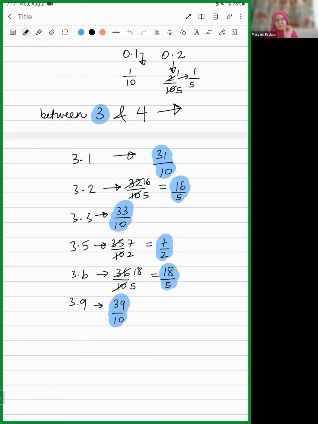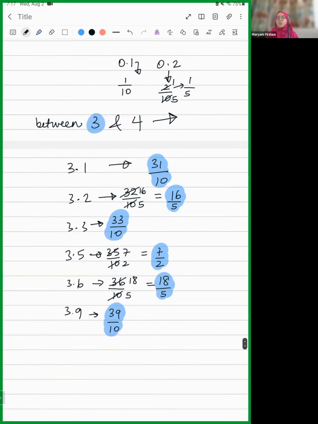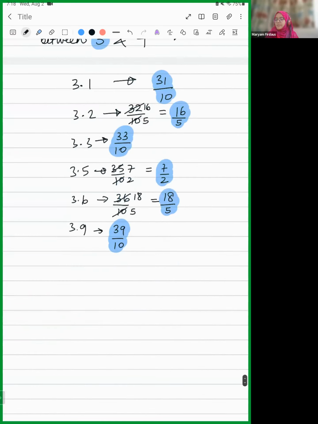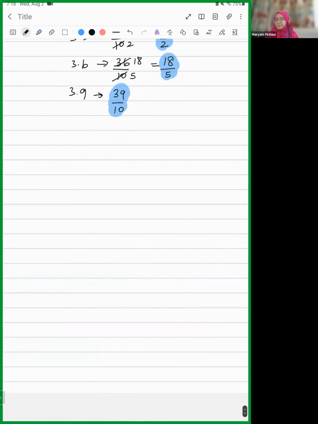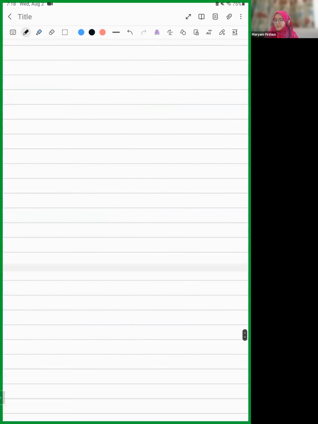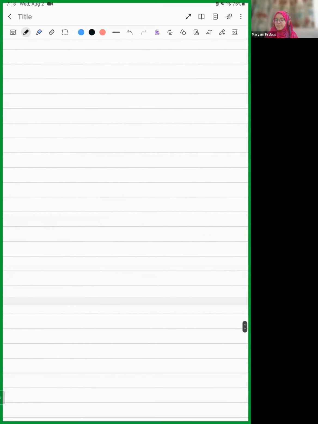Is this okay? How do we find rational numbers between two whole numbers? We simply write, if the first one is 3 and the second one is 4, just write 3.1, 3.2, 3.3 and so on. Okay. Clear? Clear.